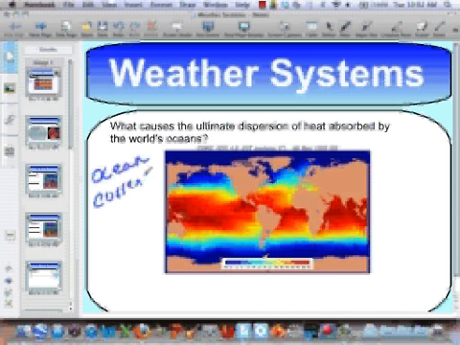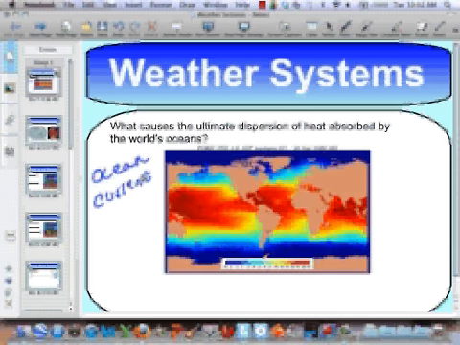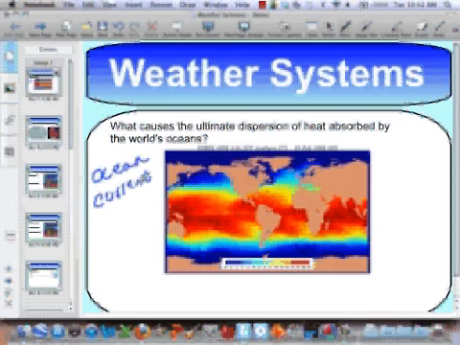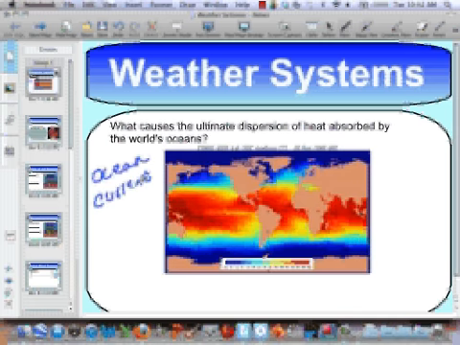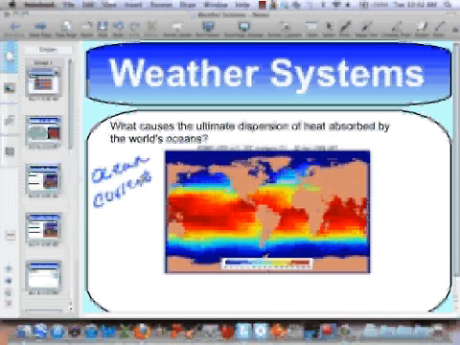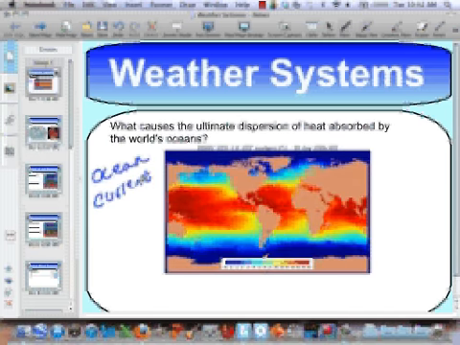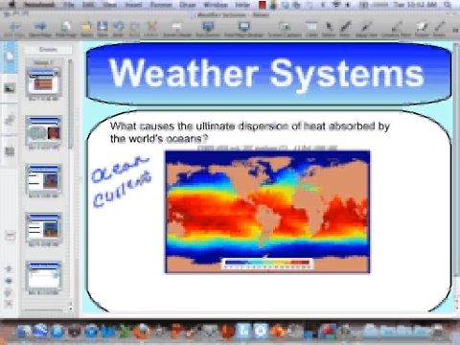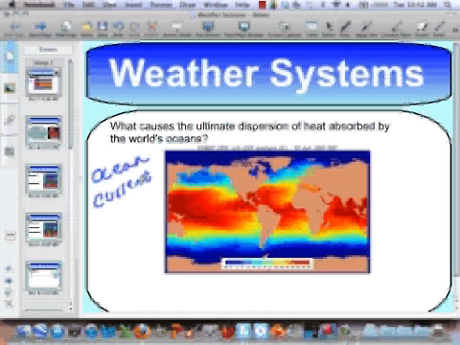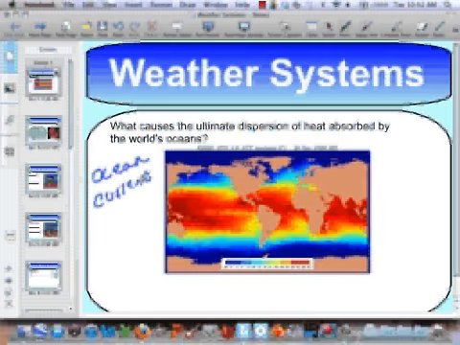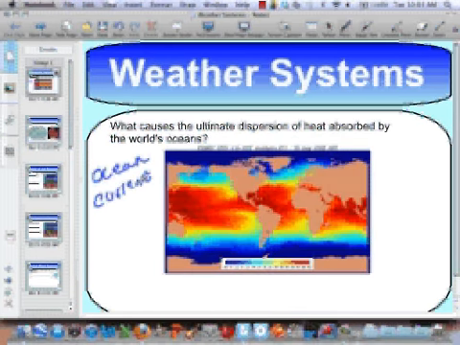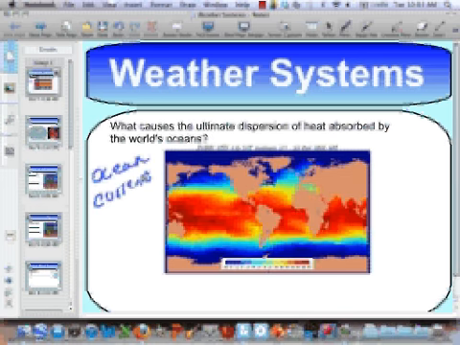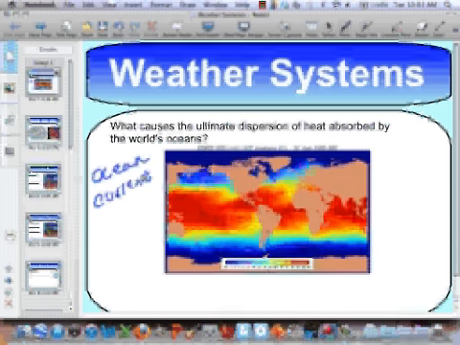If it wasn't for the ocean currents redistributing the heat away from the equator, we would have no weather. It would be constant. Since we do have unequal heating of the Earth, it is this continual dispersion of heat away from the equator and toward the poles that ultimately gives us our climates. And the climates, therefore, give us our weather. And climate, again, is long-term.